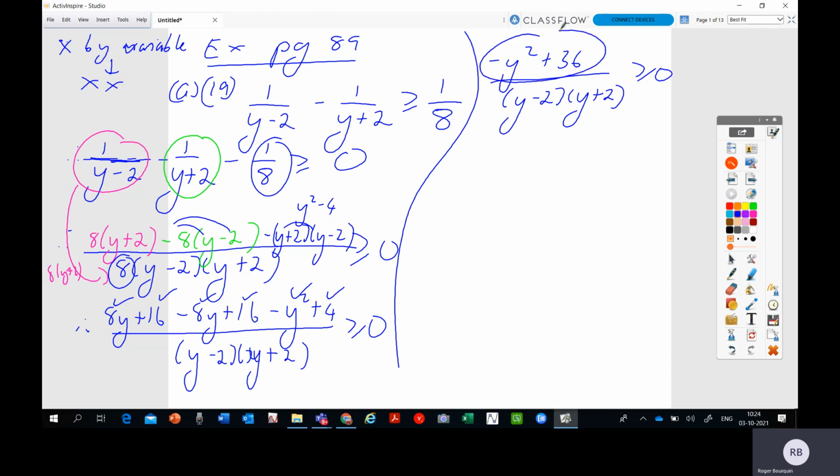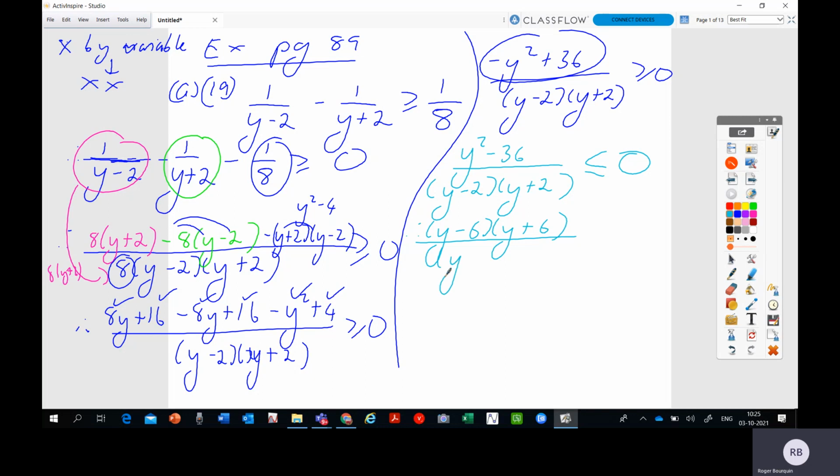I wouldn't want to work with that. I would like to make the coefficient of y squared positive, in which case I'm dividing by a negative. So you get y squared minus 36. You don't divide the top and the bottom by the negative, otherwise you've done nothing. But when you divide by a negative, the direction of the inequality changes. So you get y squared minus 36 over (y minus 2)(y plus 2), which factorizes to (y minus 6)(y plus 6) over (y minus 2)(y plus 2). I'm now looking for where it's less than or equal to 0.